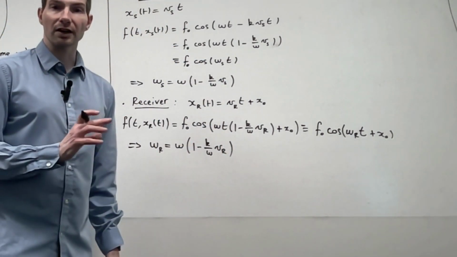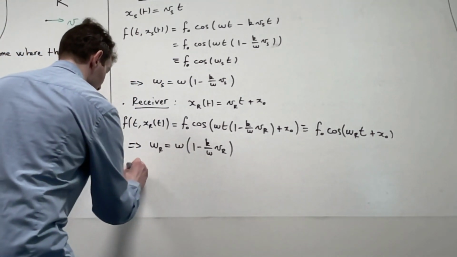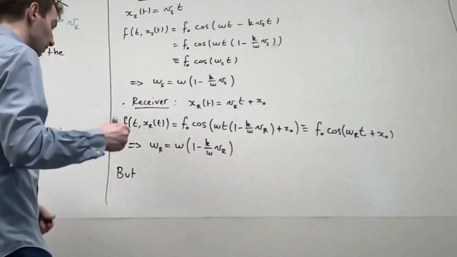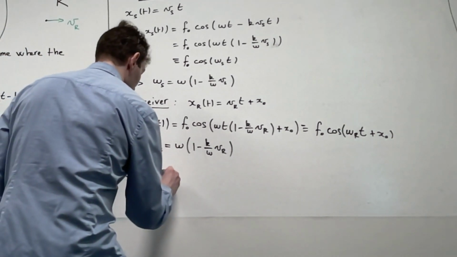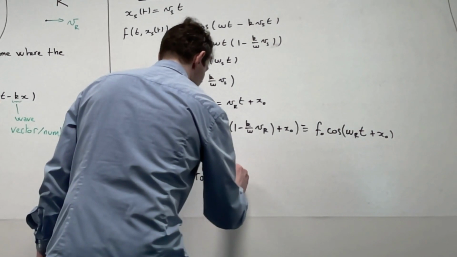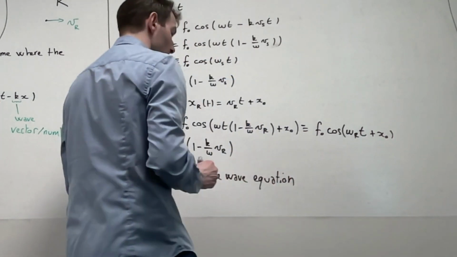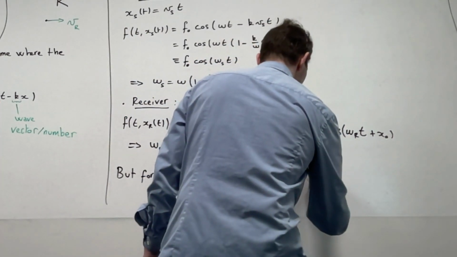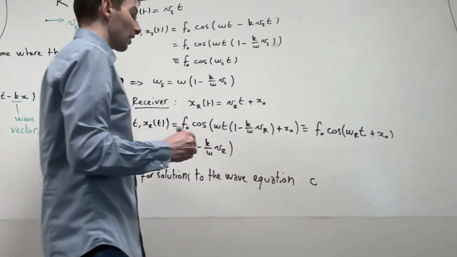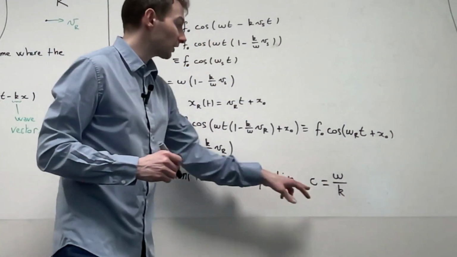Now, the final bit of this derivation is basically to say, hold on a second, for solutions to the so-called wave equation, we have the following. We call the celerity c. It's not the speed of light. That's what is called the celerity of the wave. That's basically the phase velocity, which is equal to omega over k. So omega over k is a constant.